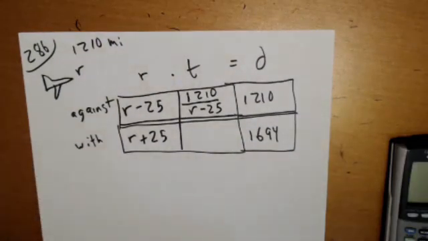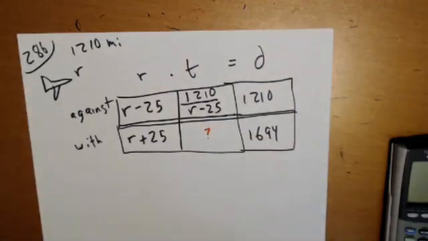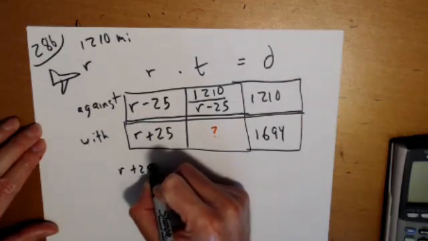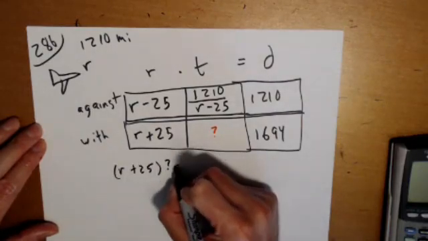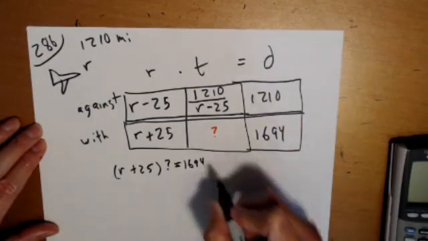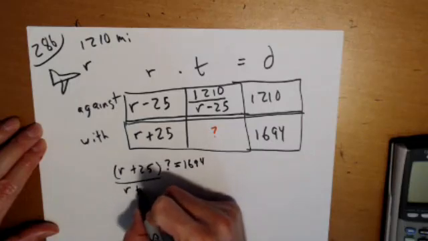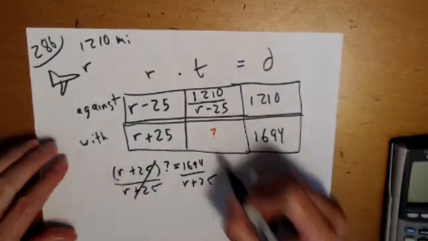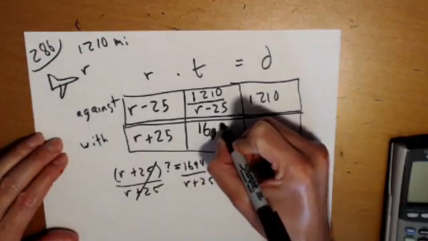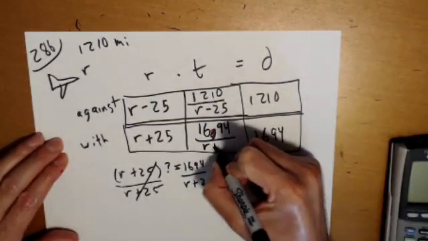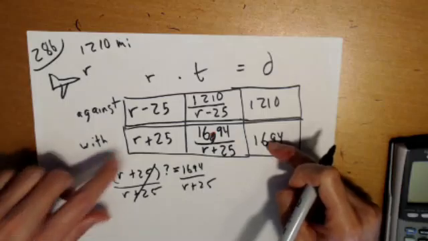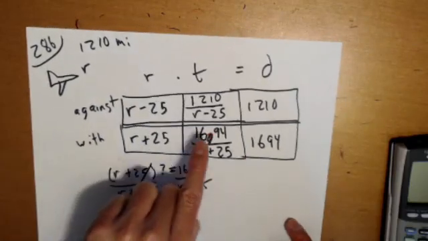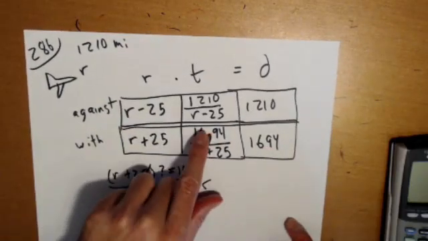I'm going to temporarily put a question mark here for 1 second. Off to the side, let me do some work here. I'm going to say that r plus 25 times question mark is equal to 1694. And I'm trying to figure out what question mark is. So I divide by r plus 25. And so that's what question mark must be. Oh, so this is just 1694 divided by r plus 25. So this divided by that goes here. If I multiply this times this to equal that, you see how the r plus 25s cancel? 1694 equals 1694.